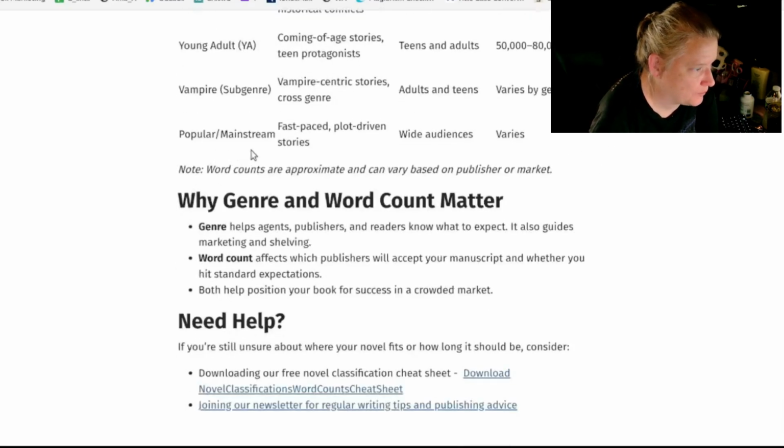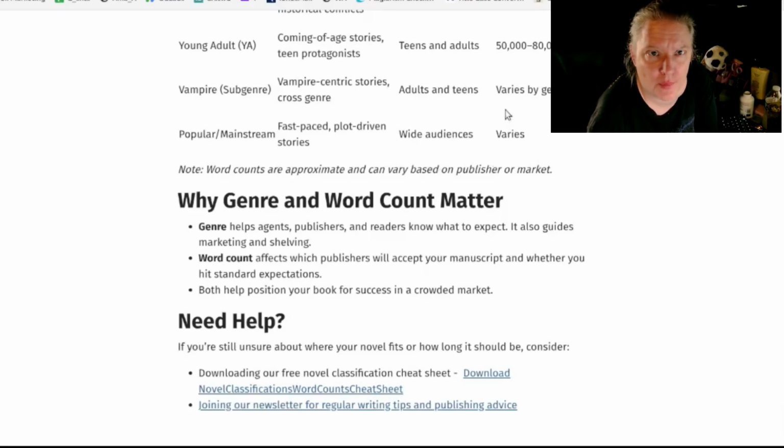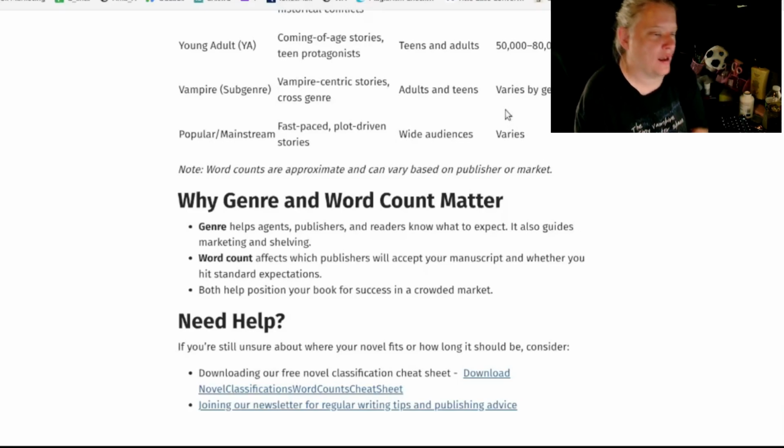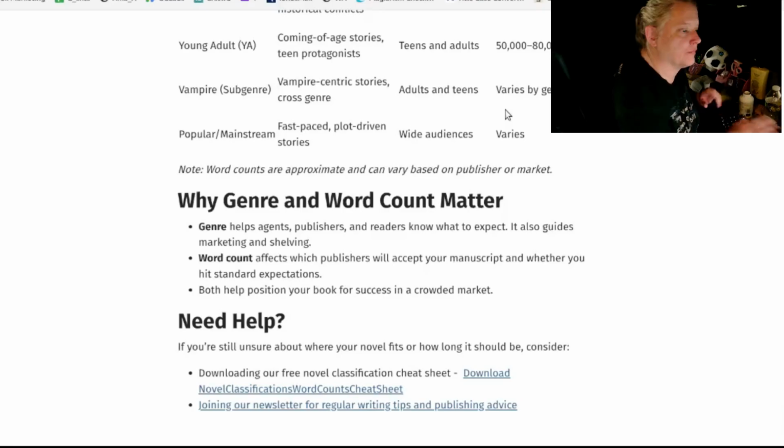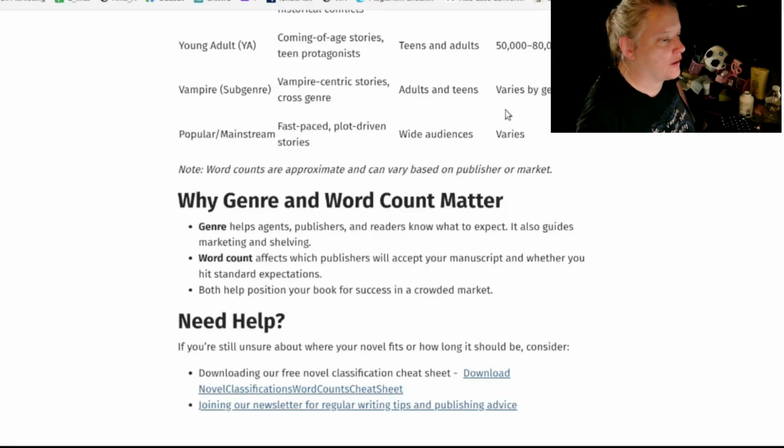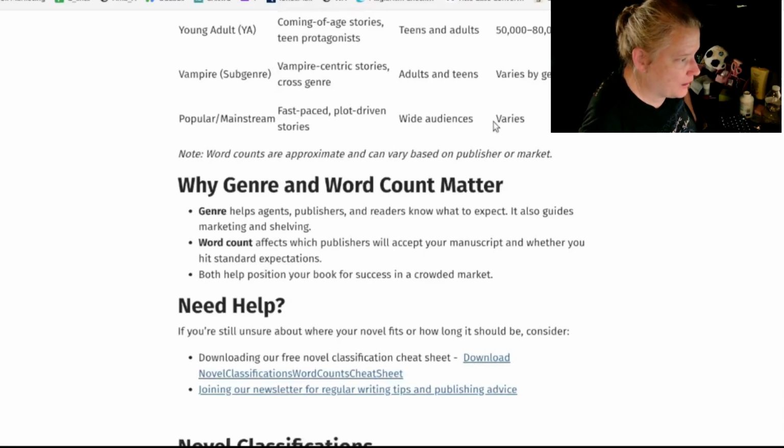Popular or mainstream. Fast-paced, plot-driven stories for wide audiences. This is why it's called popular or mainstream. It hits about everybody. And the word count varies. Usually it's going to be above 80,000. And I will say this too. If it says varies, your target word count is probably going to be around 80,000 words. 70 to 80,000.